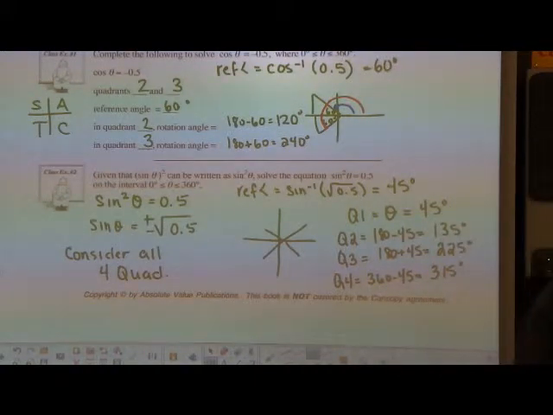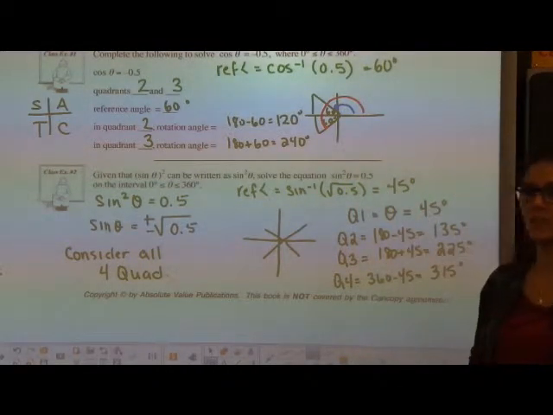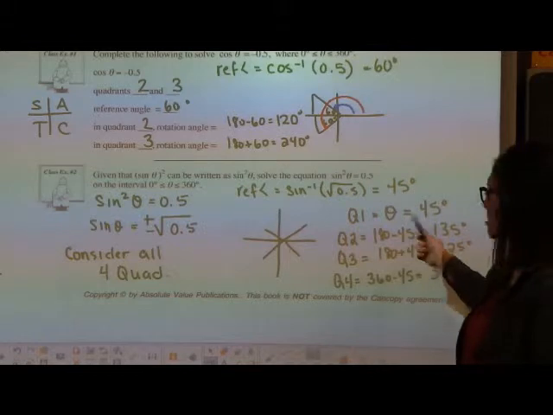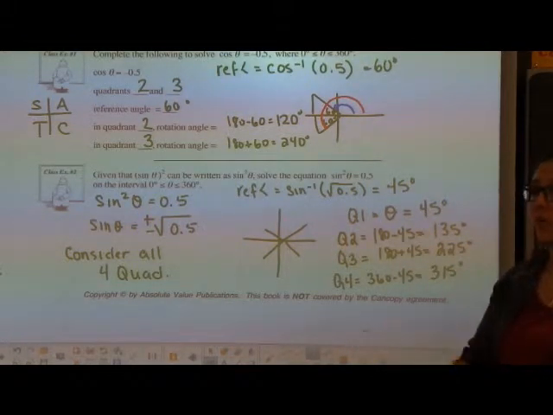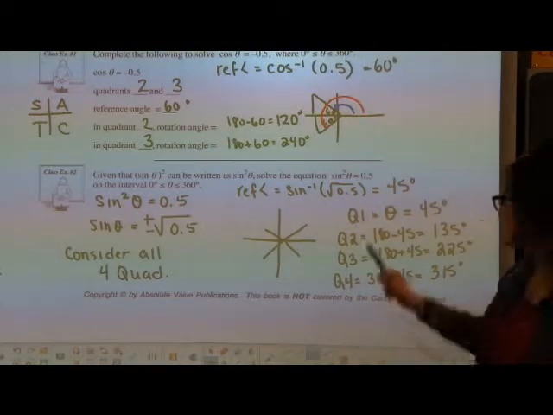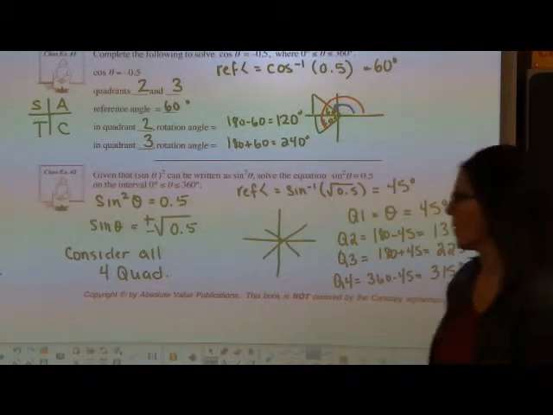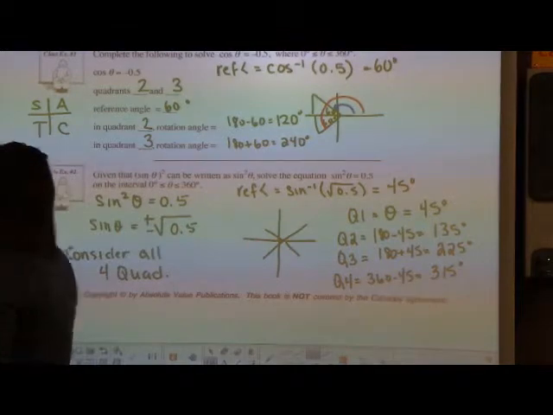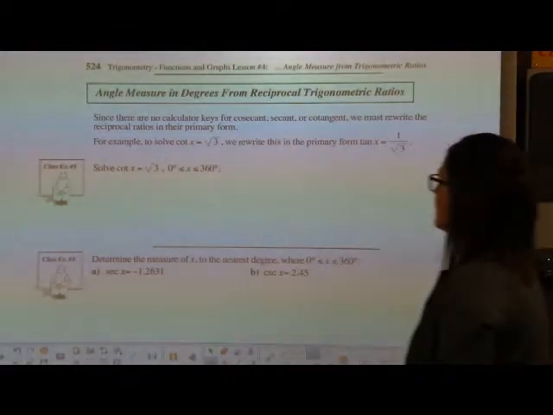So theta could be any one of those 4 angles, and if I checked, sine theta would equal the square root of 0.5, or sorry, sine 45. Sine 135 is going to equal the positive or negative square root of 0.5. Sine 225, the same thing. Sine 315, the same thing. Okay? So we just work on some more examples of this nature.